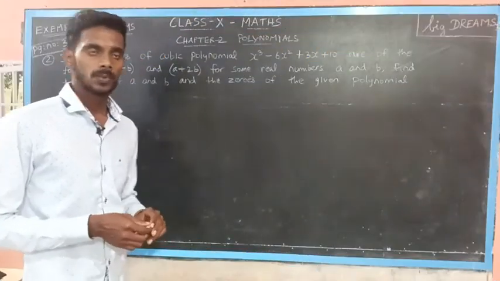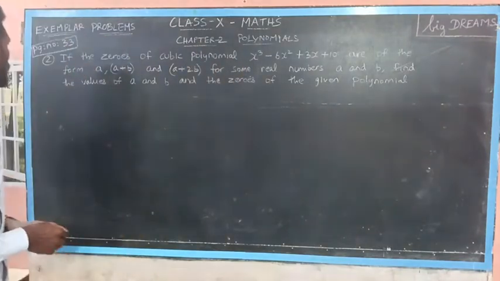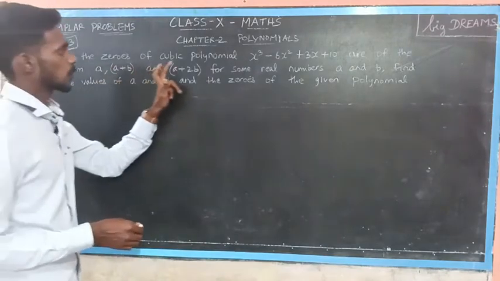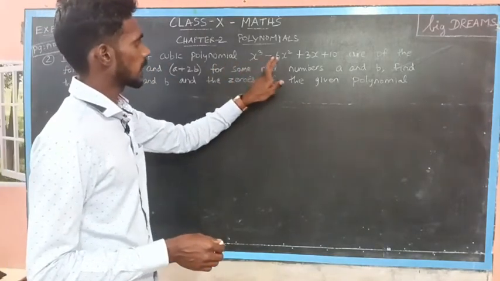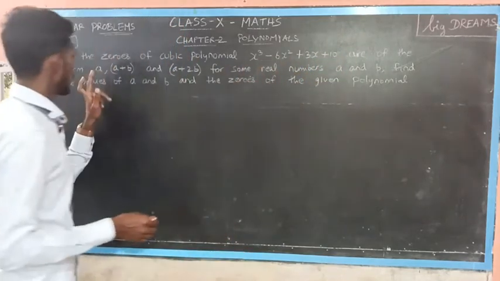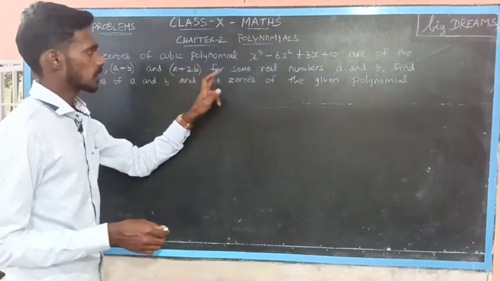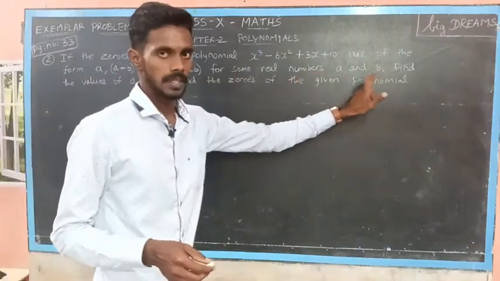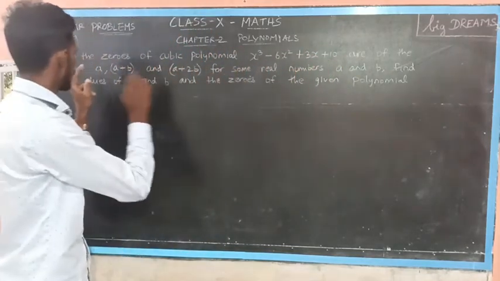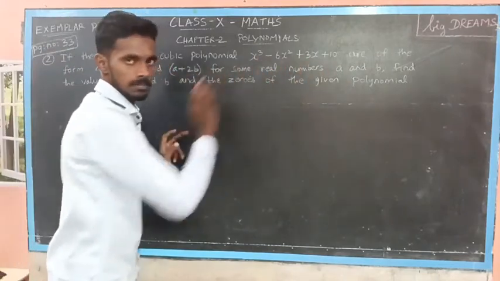Students, let's now see some exemplar problems in chapter 2, polynomials. On page number 33, second question: if the zeros of a cubic polynomial x cube minus 6x square plus 3x plus 10 are of the form a plus b and a plus 2b for some real numbers a and b. So, they have given a cubic polynomial and their zeros are in the form a plus b and a plus 2b, where a and b are some real numbers.